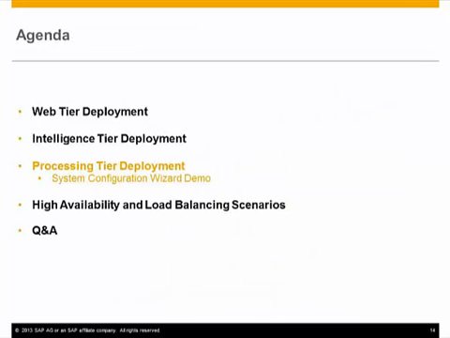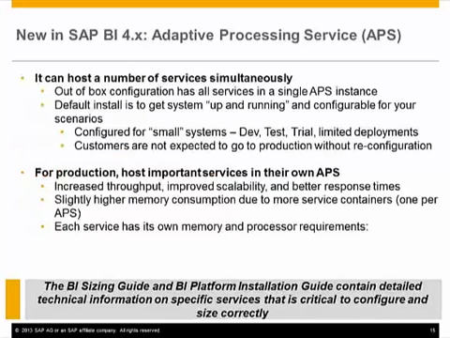Okay, looking at the processing servers. Here I'm going to briefly talk about the adaptive processing server and some of the configuration things that you need to think about when you're sizing your adaptive processing server. And I'll also switch gears and connect to a BI system where I can show you a demo of the system configuration wizard as well. But I have just a couple slides here to show you first.